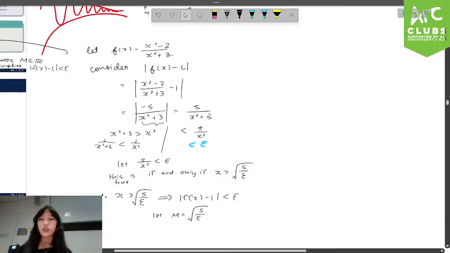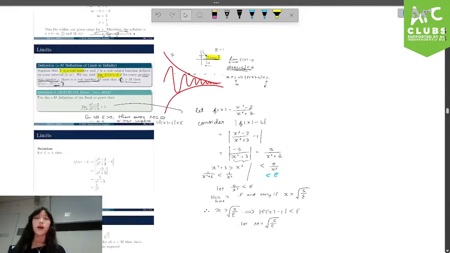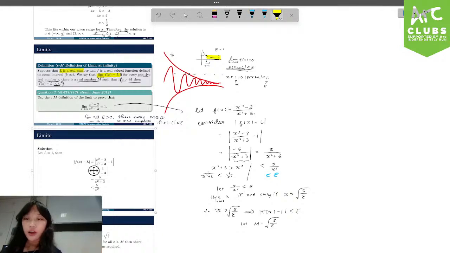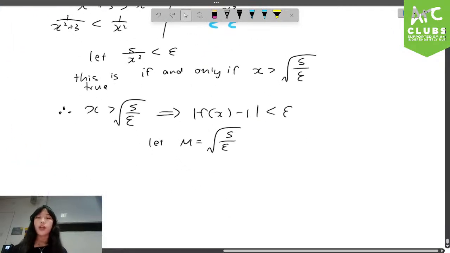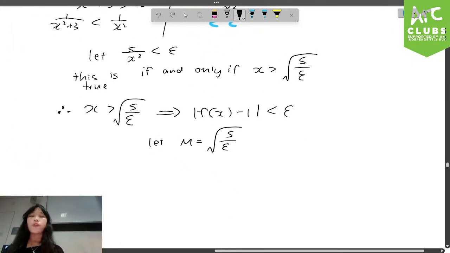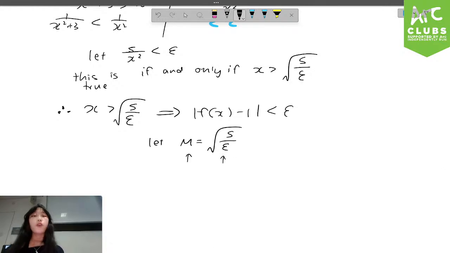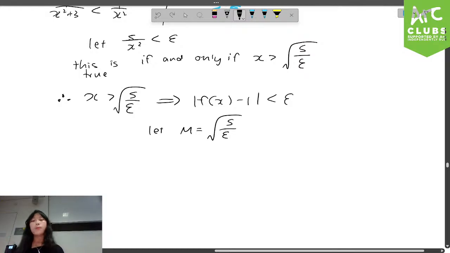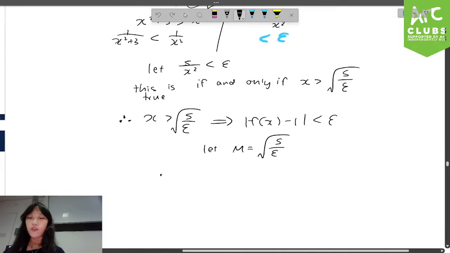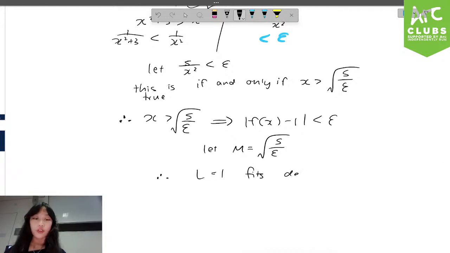If you look at the original definition of an epsilon-M limit, you'll notice that the motivation behind setting this as M is just to match up the statement we've derived with the original definition. By letting M be the square root of 5 on epsilon, we've found an M value that exists for every epsilon. As long as epsilon is a positive real value, which it always will be, there will be an M which exists. Therefore, L equals 1 fits the definition as required.